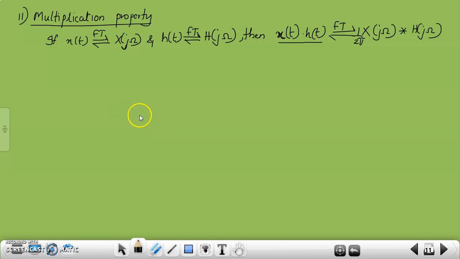Dear all, through this lecture we are again continuing the properties of continuous time Fourier transform. The 11th property of CTFT is the multiplication property. Actually it is a reverse property when compared to convolution. We know that according to the convolution property, performing the convolution operation in the time domain is equivalent to performing multiplication in the frequency domain.